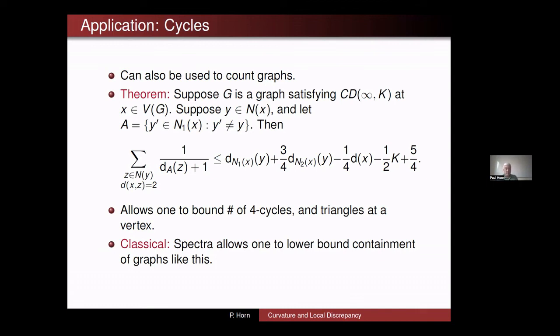Here, you can prove a variant of this discrepancy inequality that allows you to actually count 4 cycles. And again, this is very similar to something that you would get from the graph spectra. This is allowing you to bound the number of 4 cycles and triangles at a vertex. So this is doing somehow the same thing using curvature locally.